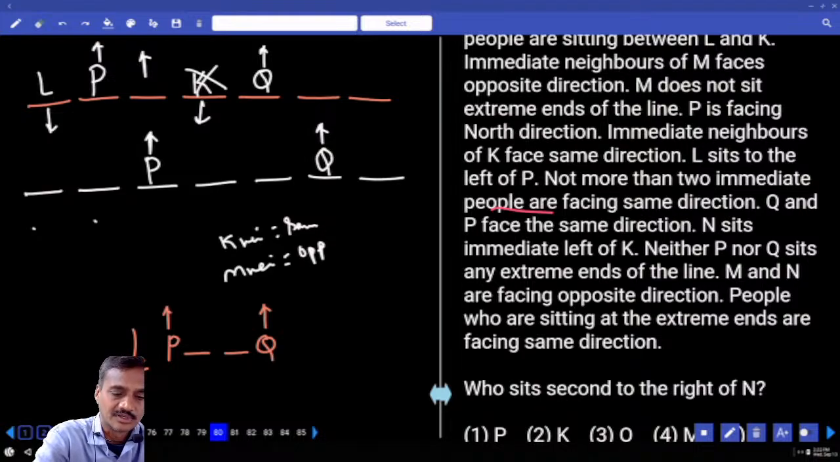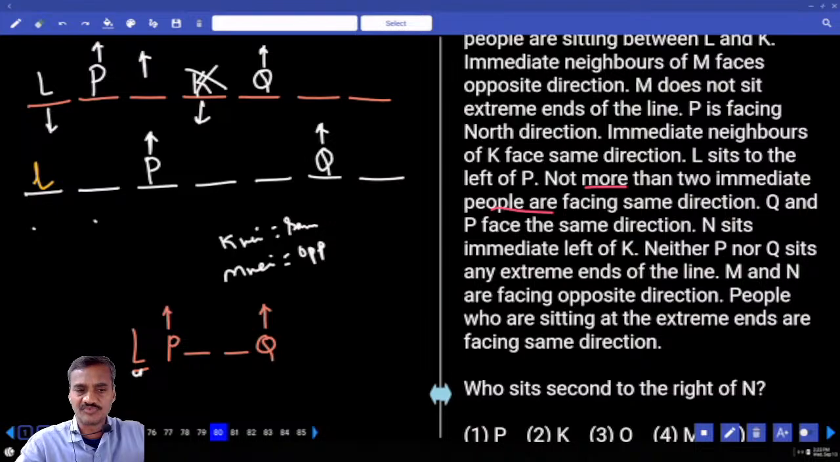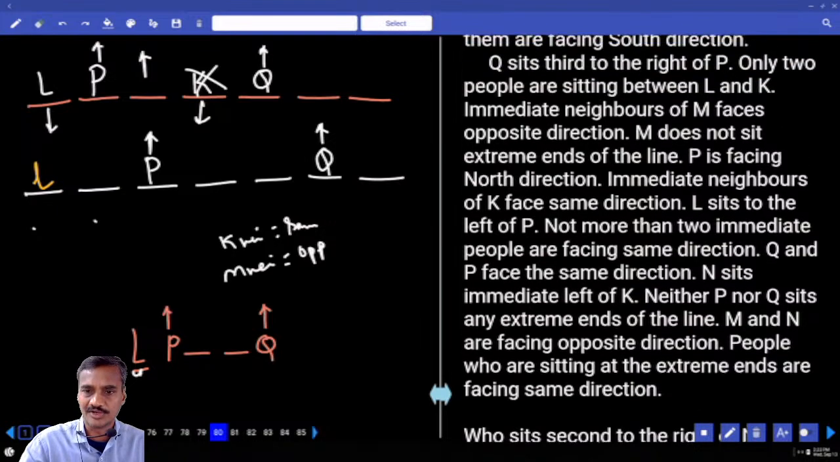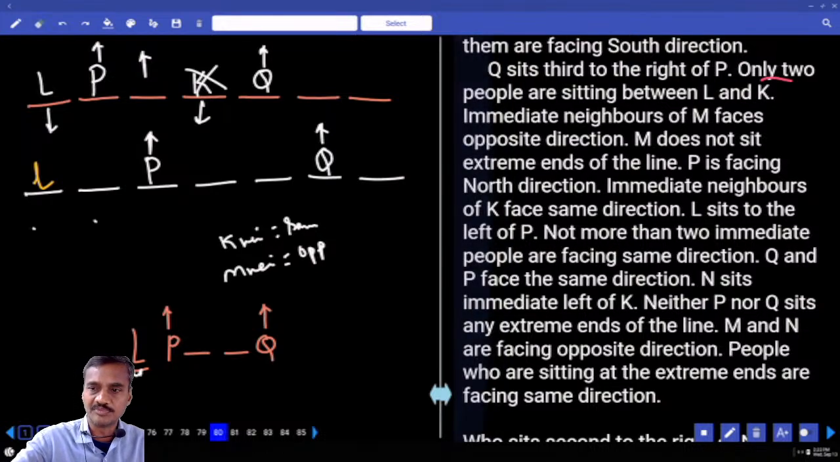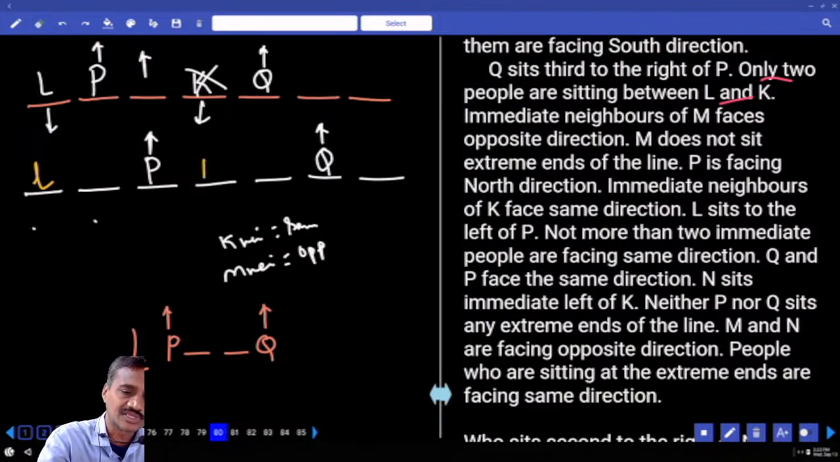Now we need to fix this L here. Now L, there are 2 different possibilities, isn't it? If L is here, then L sits to the left of P. Not more than 2 people are facing the same direction. Any other information? There are two people between L and K. If L is here, K is here.